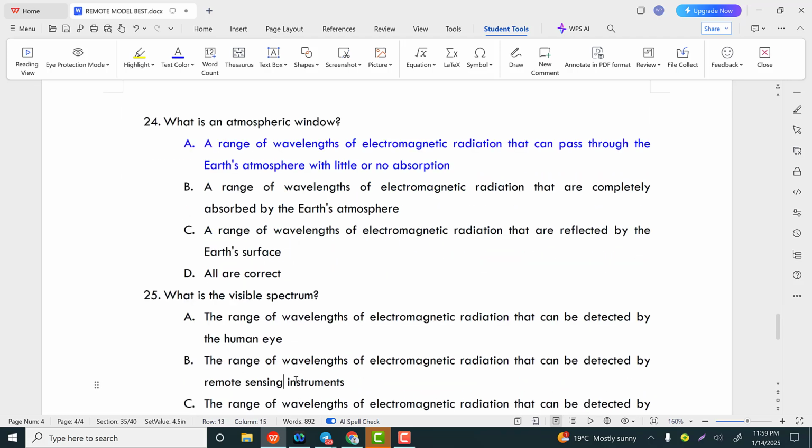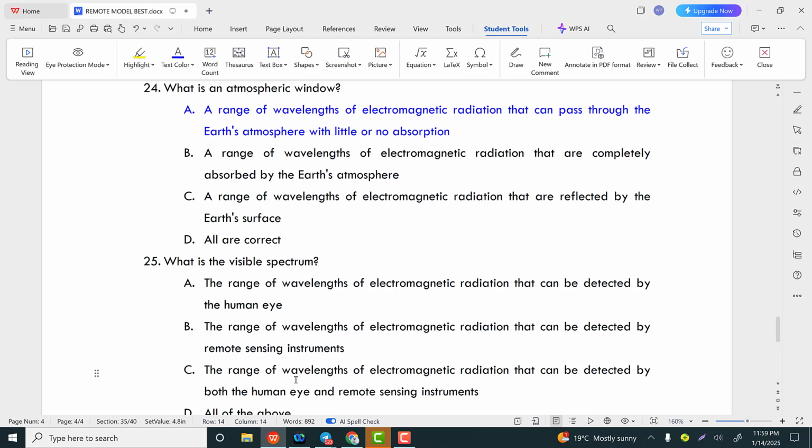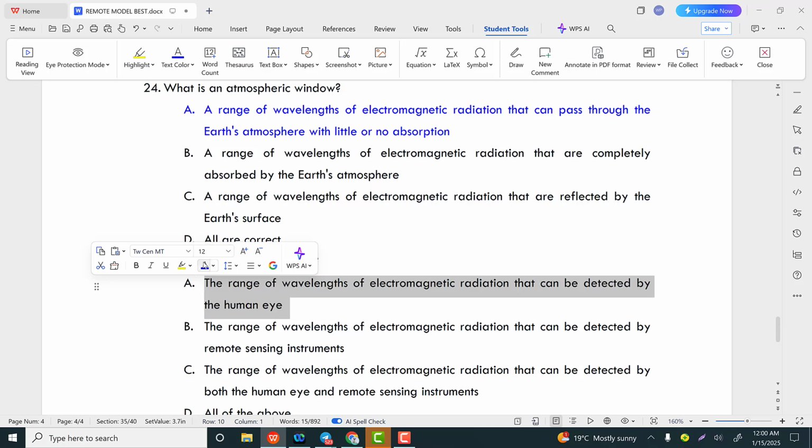Question number 25. What is the visible spectrum? The visible spectrum is the portion of electromagnetic radiation from the sun that is visible to our naked eye, including violet, indigo, blue, green, red, and the like. So this is easily detected by the human eye. It is the range of wavelengths of electromagnetic radiation that can be detected by the human eye. This is the correct answer.